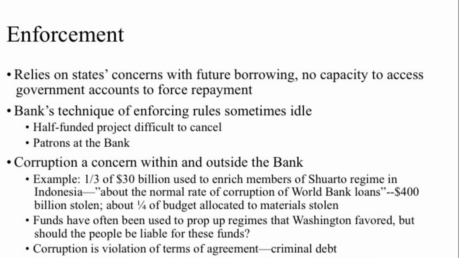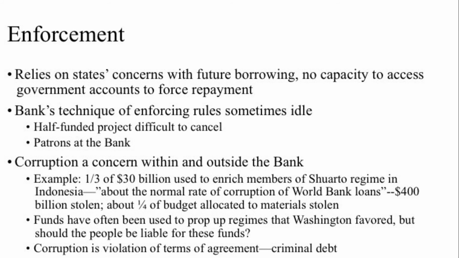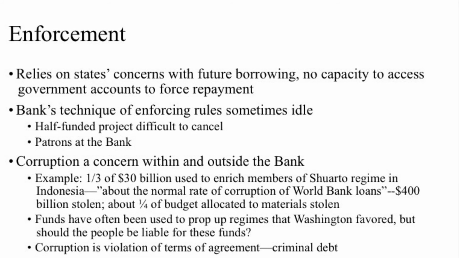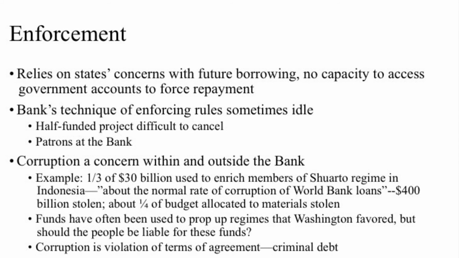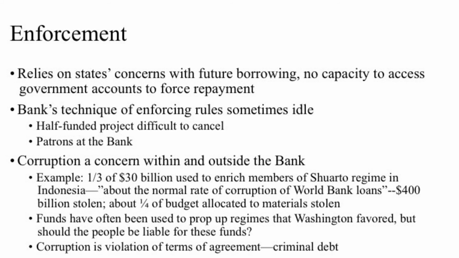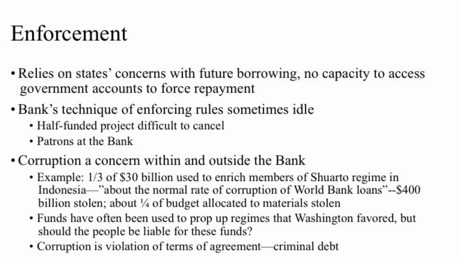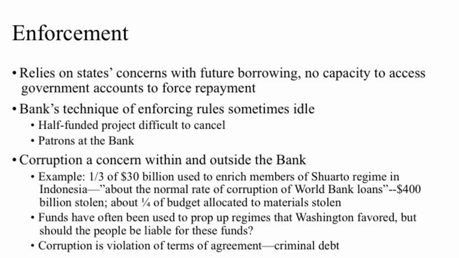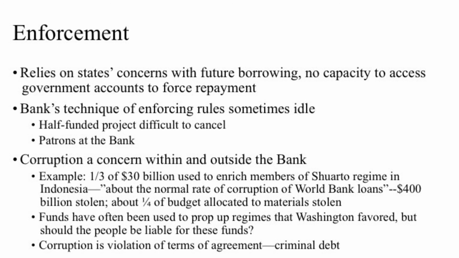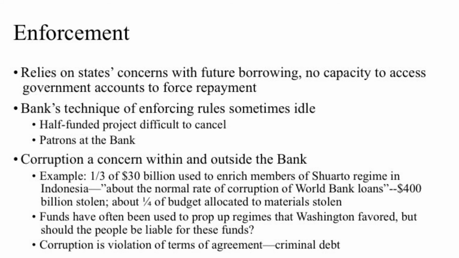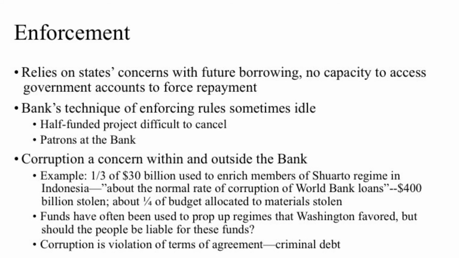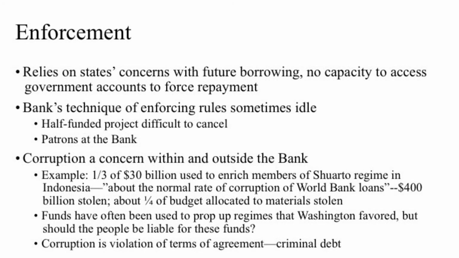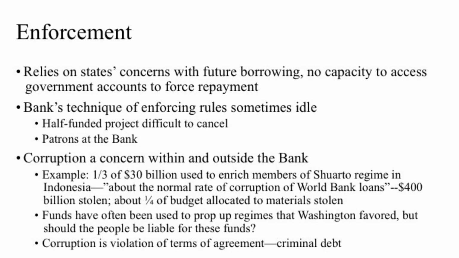And this is an important concern to the bank, and it has found when it does research that there is quite a bit of stealing and dishonest behavior surrounding these loans. For example, in Indonesia alone, there is an estimated 1/3 of the 30 billion that was borrowed by the Suharto regime between 1967 and 1998 that was diverted to the personal enrichment of members of that regime. And this appears to be about the normal rate of corruption of World Bank loans.